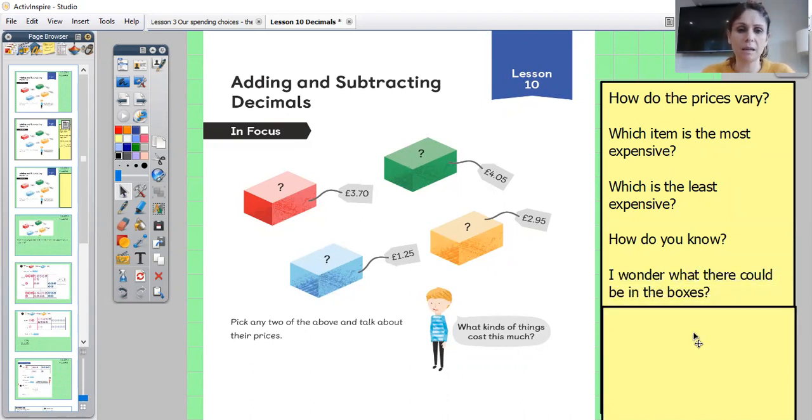So let's come on to thinking about what kind of things could be in the boxes. So what might you come across? And you might be thinking about the shape and the size, but I don't think you need to worry too much about that.